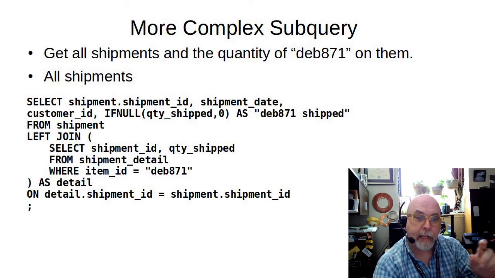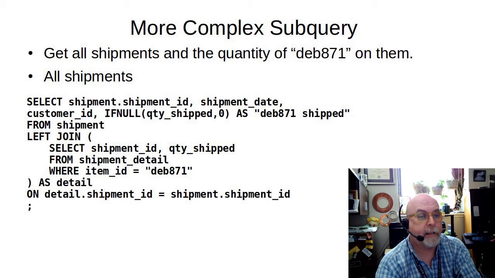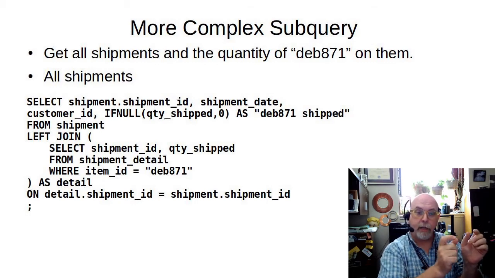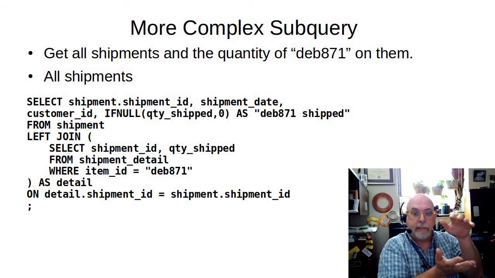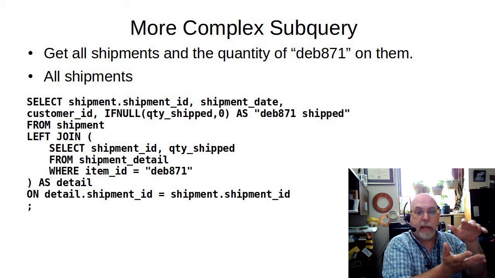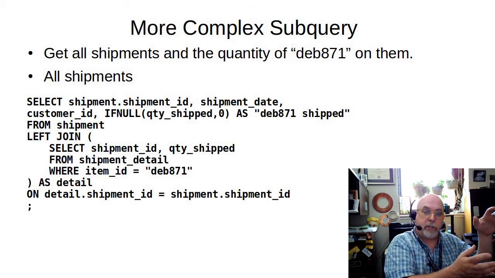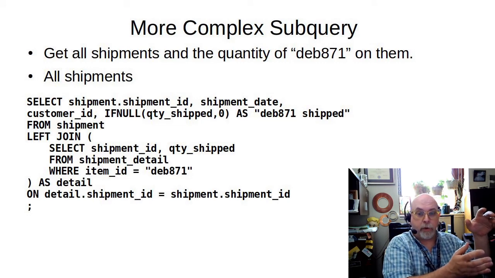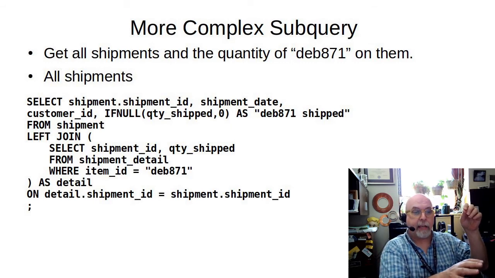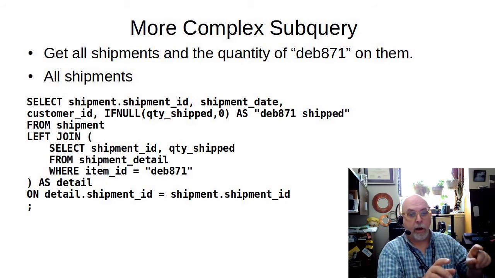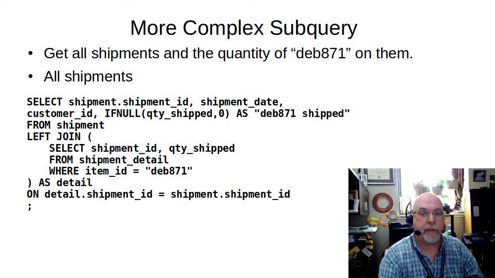of the subselect. Now let's take a look at what the subselect does. The subselect gives us just the shipment ID and the quantity shipped of the item EB871. So that's a subset of the shipment detail table, just of that part. And we join that to the main shipment table, doing a left join so that it gives all of the shipments and just the matching subselects. We call that as detail. And then we use the join on to join the two tables together by the shipment IDs.